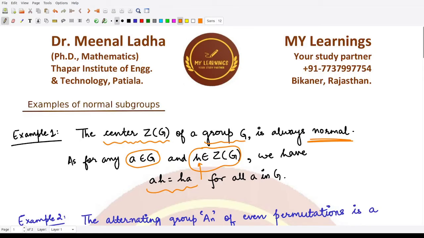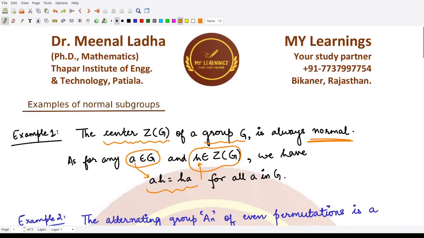Hence, our left coset constructed by the element a using the subgroup Z(G) is equal to the right coset generated by the coset representative a. Hence, it forms a normal subgroup.